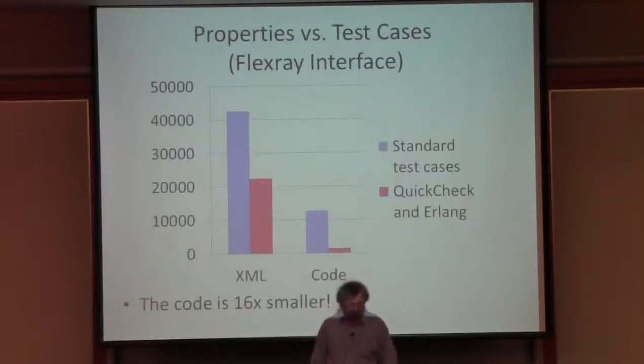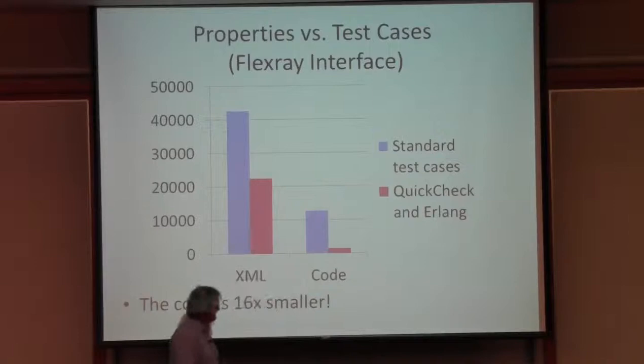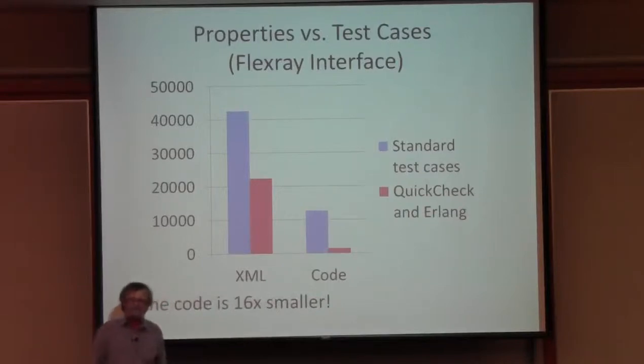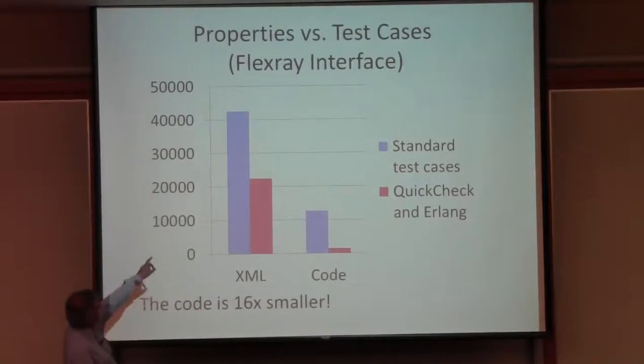Here's another comparison. We were actually able to get hold of a test suite for one of the components, a FlexRay interface, so-called. And we could compare the size of our test code to the conventional test code. Now, unfortunately, this stuff has to be configured, and that means XML, lots of it. XML is big. We're able to get away with about half as much XML as the developers of the standard test suite, but there's still a lot of it.